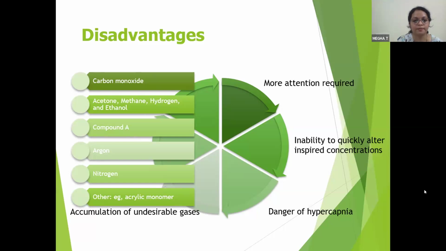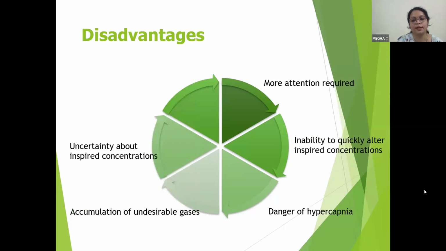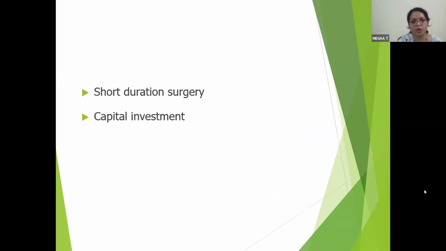And there is uncertainty about inspired concentration. Hence, you should be alert because of dilution; what we set might not be delivered. There is also faster absorbent exhaustion. Other disadvantages are short duration surgery. It might not be applicable, especially if a patient is undergoing a D&C, which is only a 15 minute procedure or so, and 10 minutes you take for initiation itself. And capital investment: gas monitoring equipment itself costs around 4 lakhs. So every institution or hospital might not be able to afford it, hence that can be a problem.